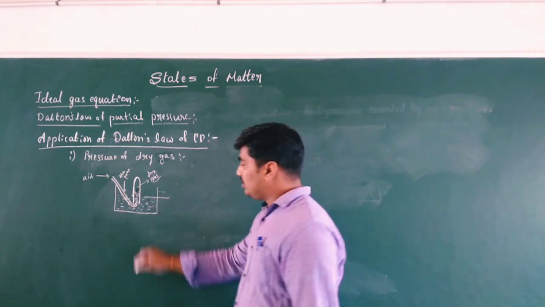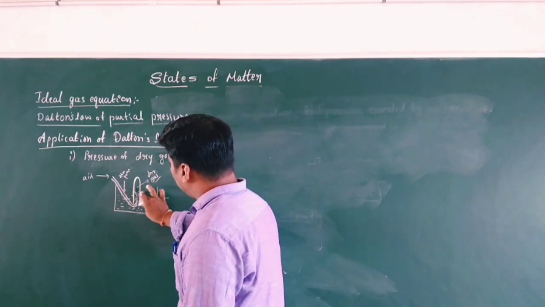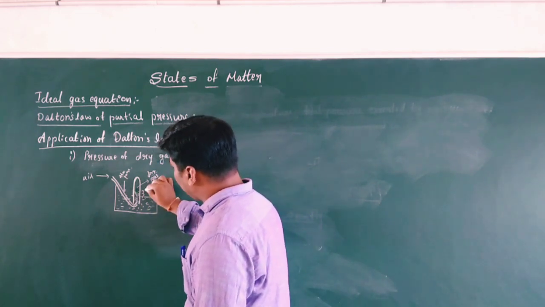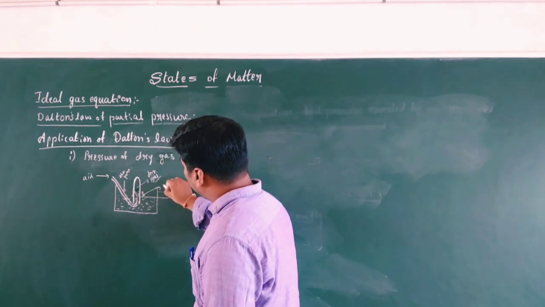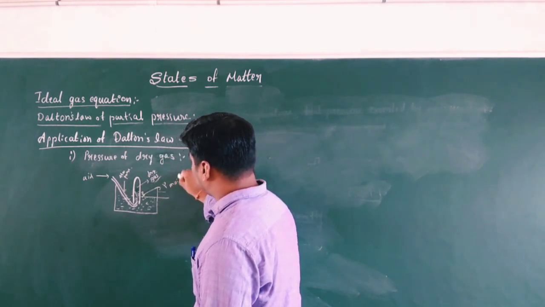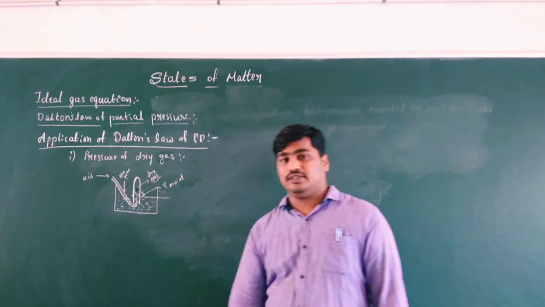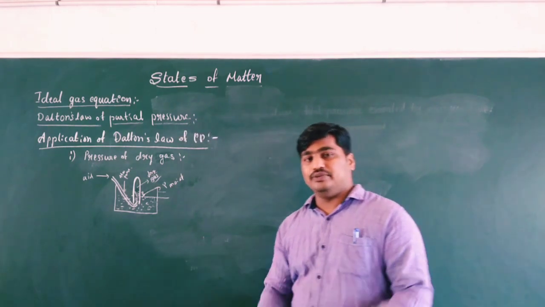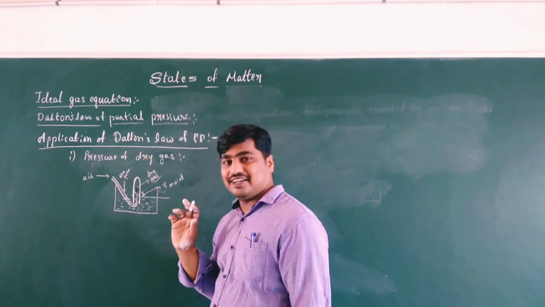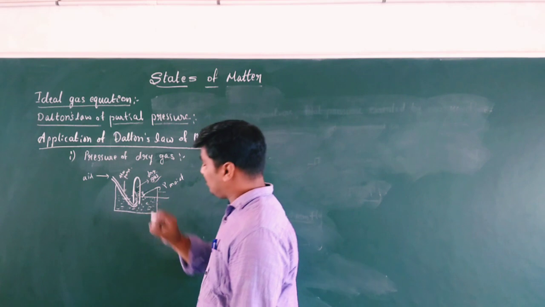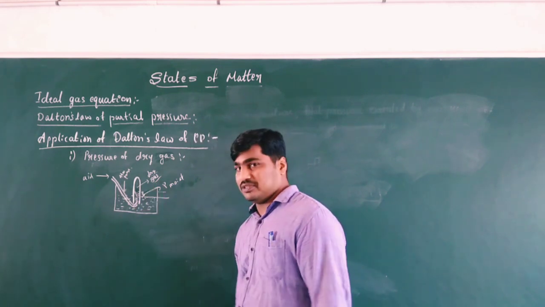Then what happens, this much has come down. Okay, this is the pressure of moisture. So what it gives, this much pressure is atmospheric pressure, correct? This much is the pressure of dry gas, and this much is the pressure of moisture.